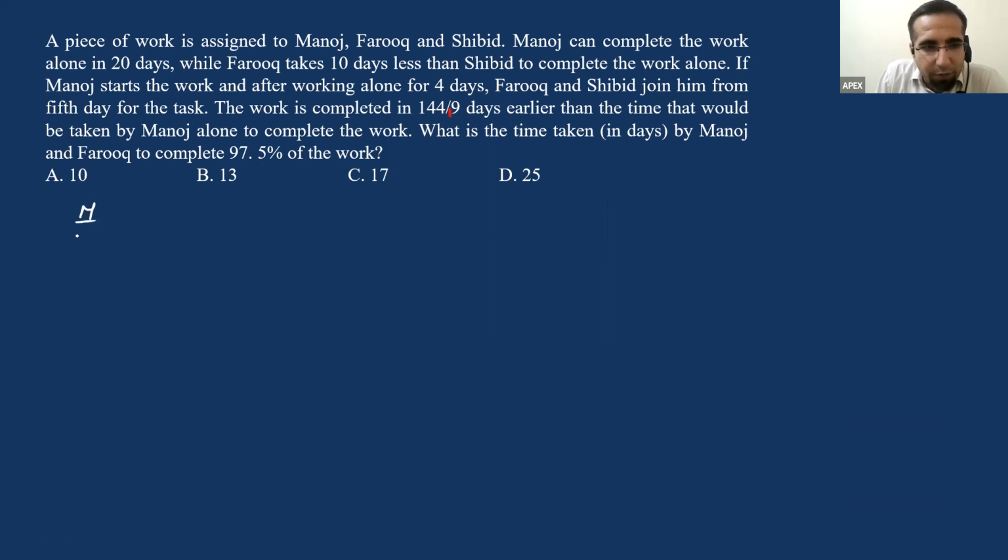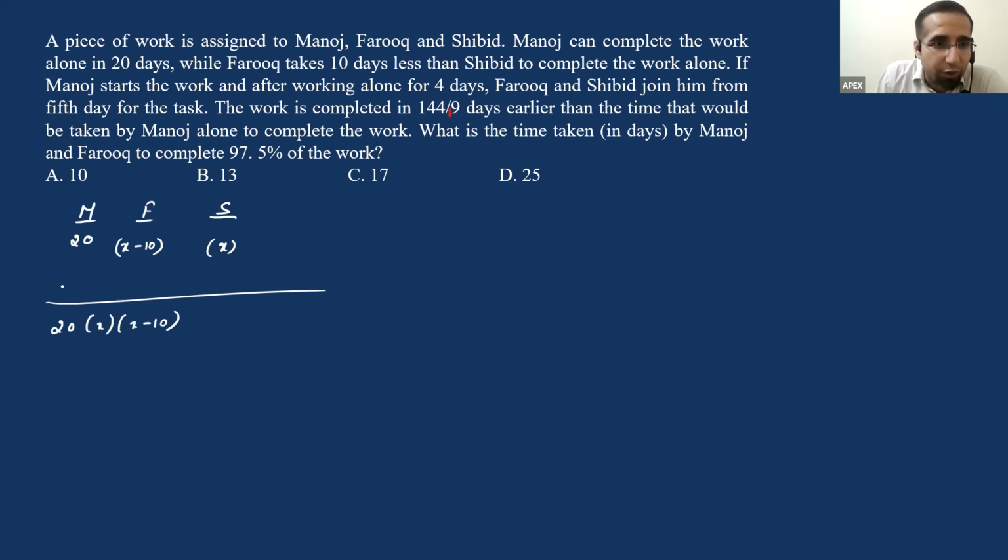So Manoj can solve a question in 20 days. Farooq takes 10 days less than S. So if S is taking x days, Farooq will take x minus 10. So as usual, the method that we learned, 20 into x minus 10 is my total work. Clear? So if this is 20, this is x into x minus 10. This is 20 into x. And this is 20 into x minus 10.